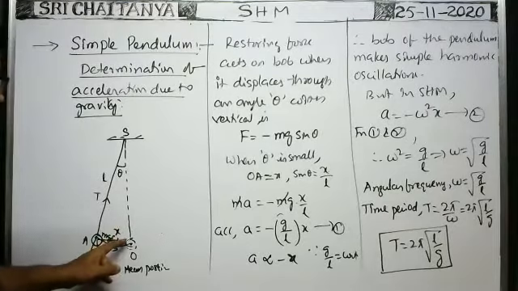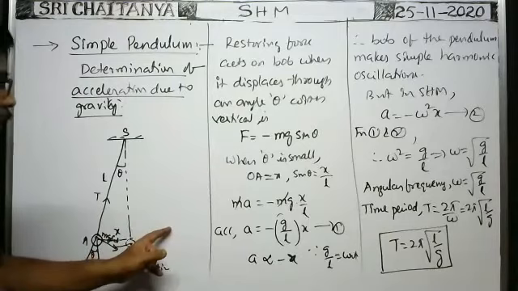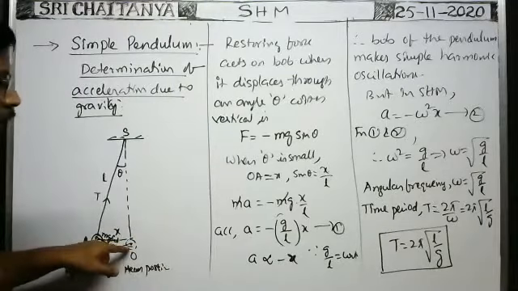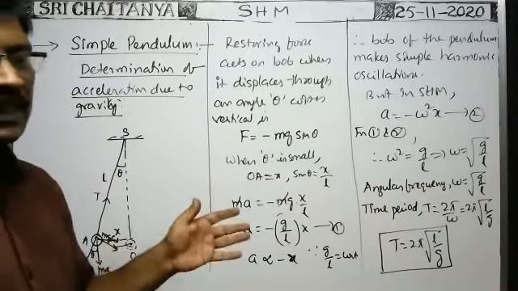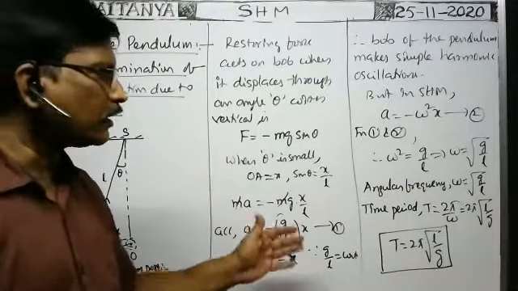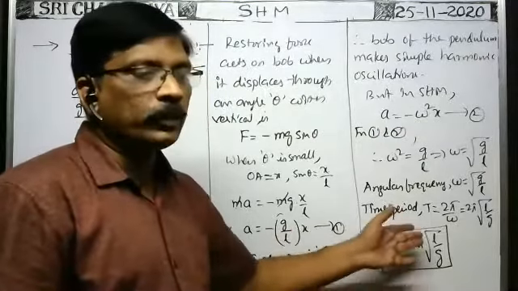Whenever the bob of the pendulum displaces from the mean position and reaches one extreme position, then goes to the other extreme position, and again comes back to the mean position, then we can say it completes one oscillation. The time taken by the simple pendulum to complete one oscillation is called the time period of the simple pendulum, whose formula is 2 pi root l by g.